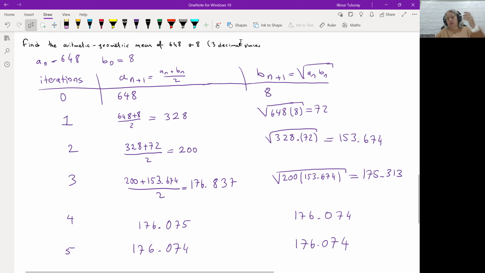Of course, infinity in this case is infinite, but the requirement was 3 decimal places, so you reach the equivalence of the 3 decimal places at iteration number 5. So this is all about this question. Thank you very much for listening. All the best. See you.